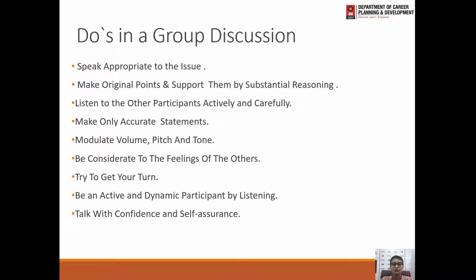And if we can give a valid example or some statistical data related to the statement made, then it gives weightage to the point and to the idea that has been shared during the group discussion. Listen to the other participants actively and carefully.